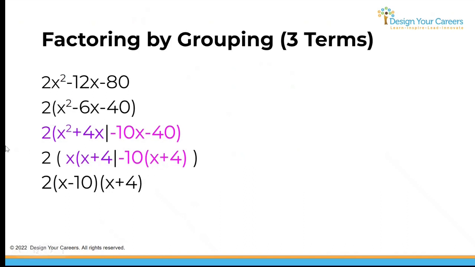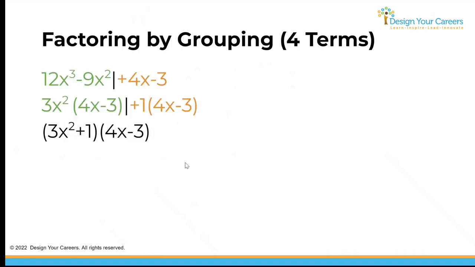It'll look like this. Keep in mind we still have our GCF outside here. Now let's do factoring by grouping for the two halves. For the purple half, the GCF is x, so we have x, and then in parentheses x plus 4. Sorry, I forgot to put the parentheses again here. That's fine. For the pink half, it's negative 10, so you factor out the negative 10, and in parentheses you have x plus 4.